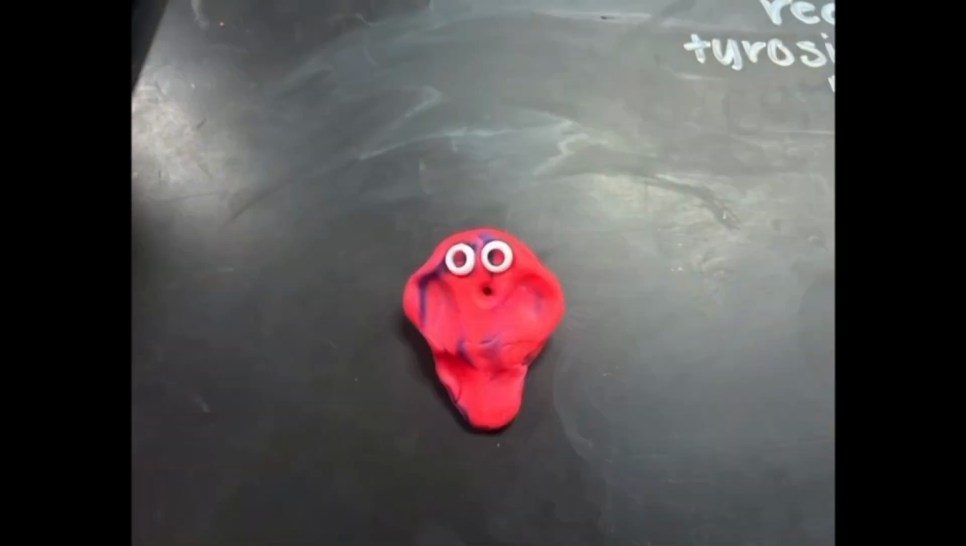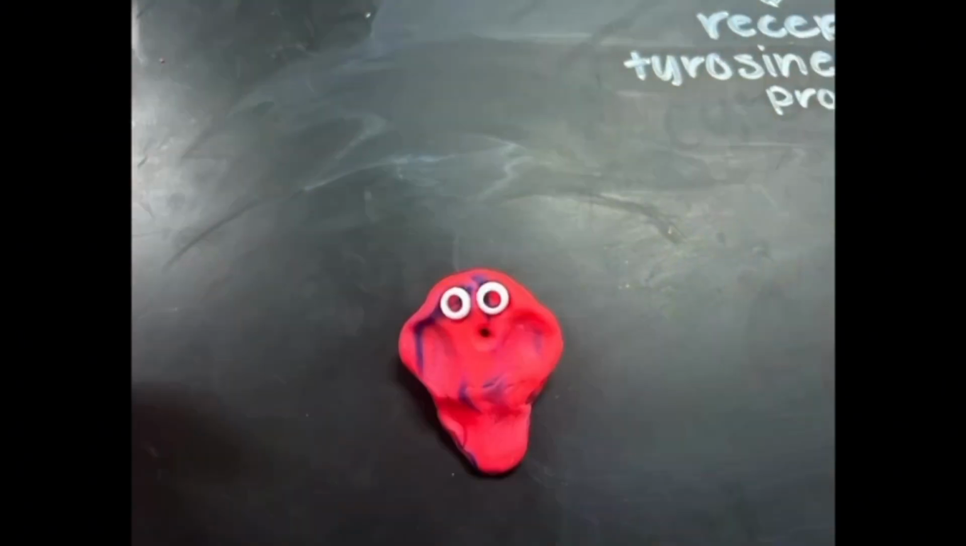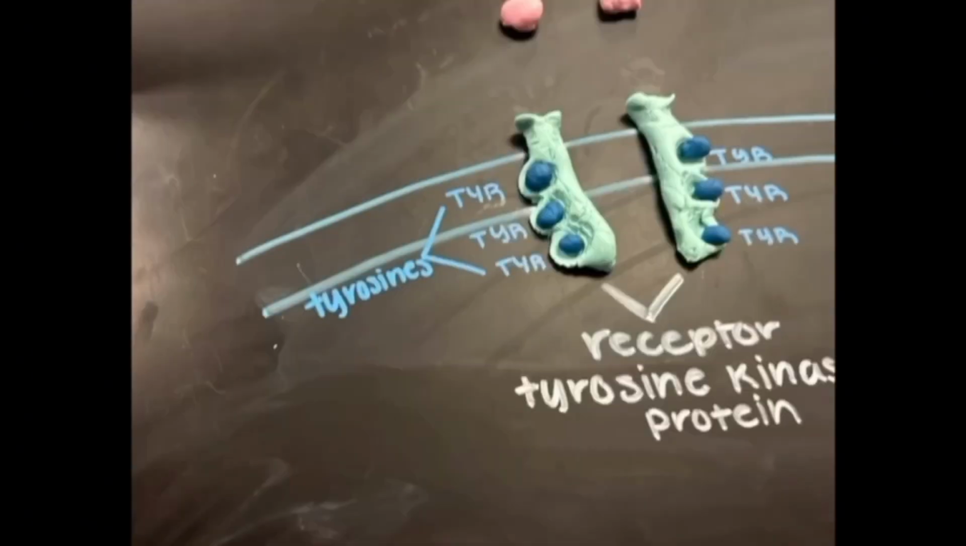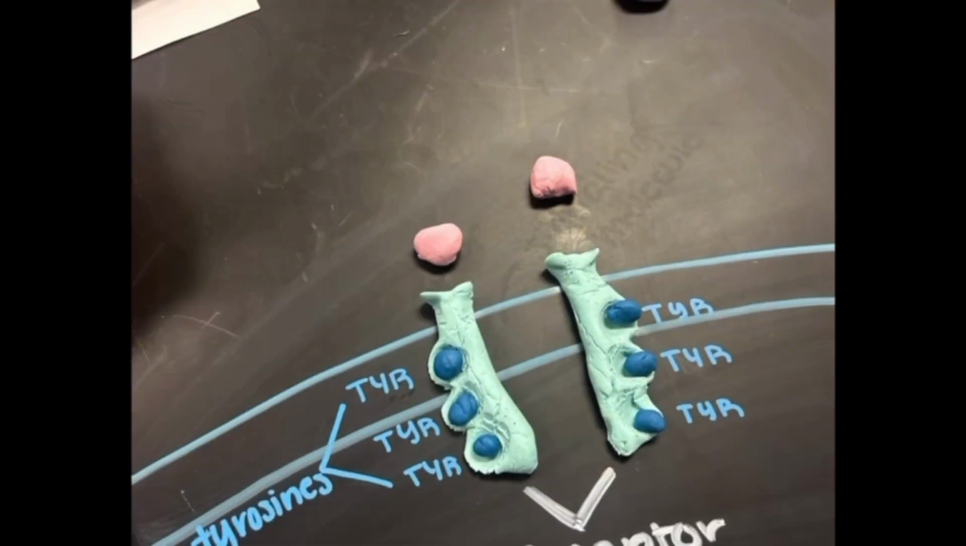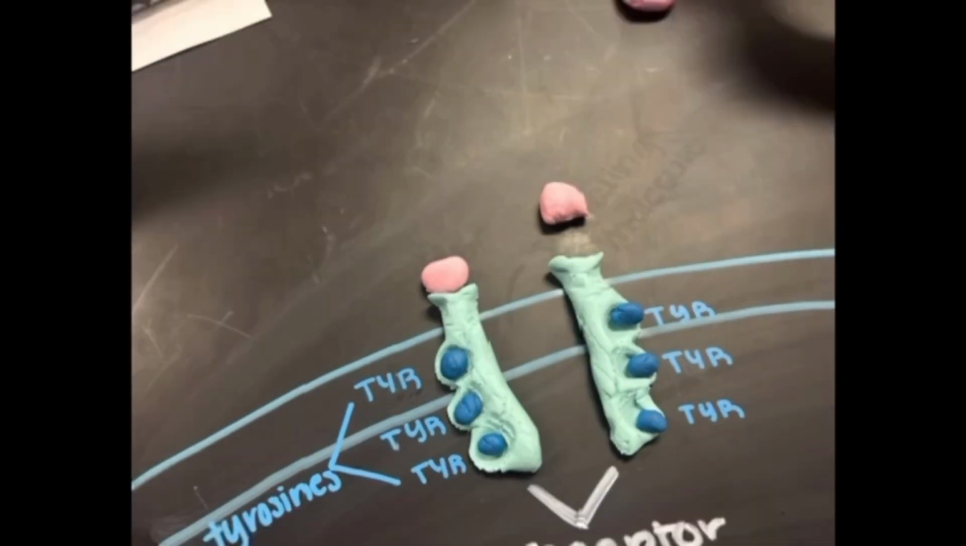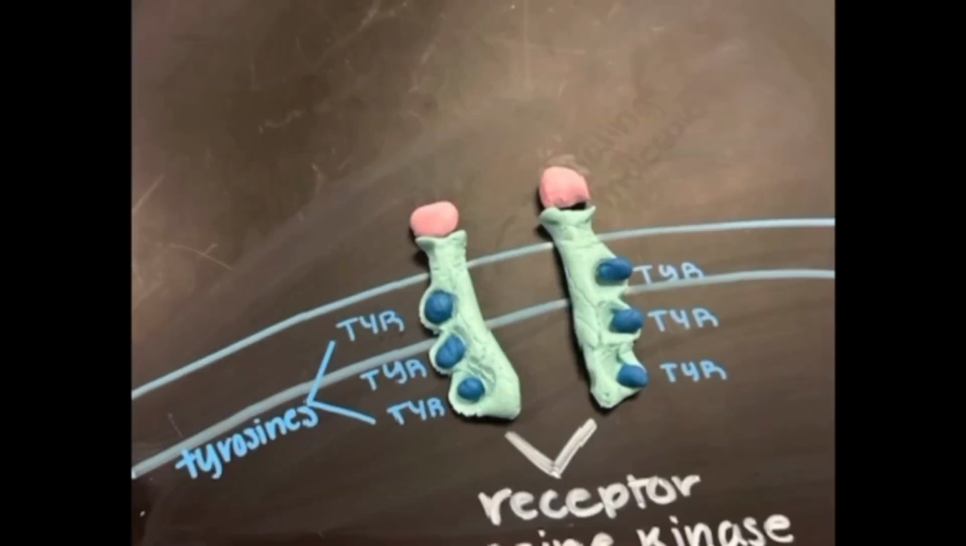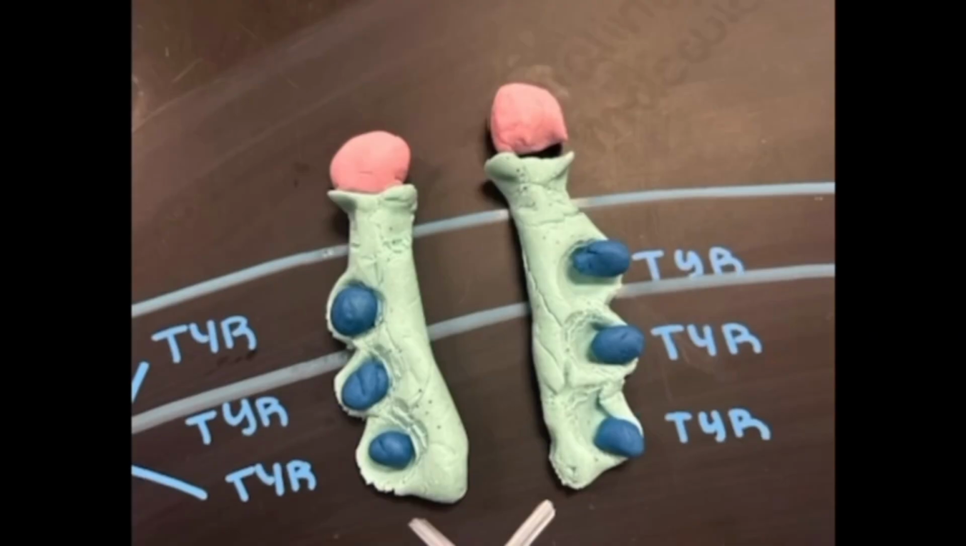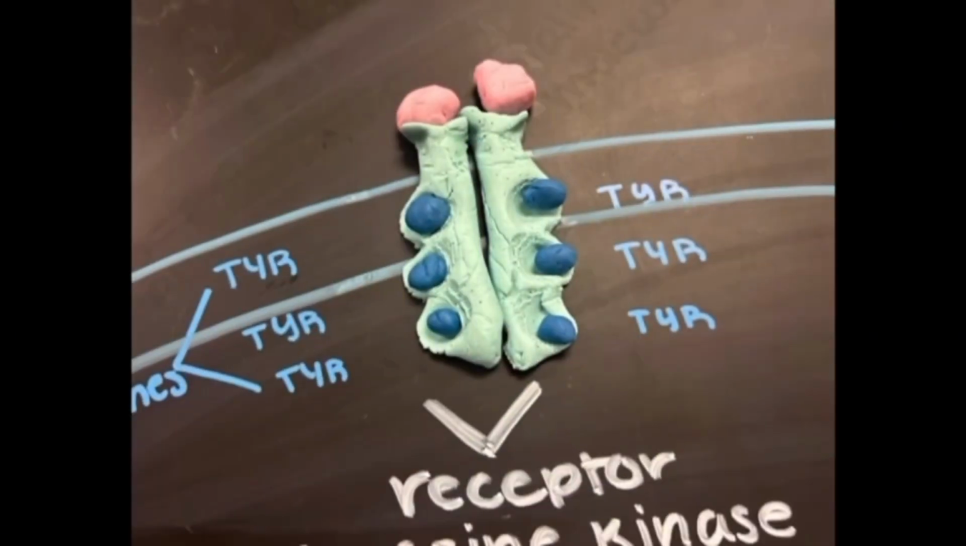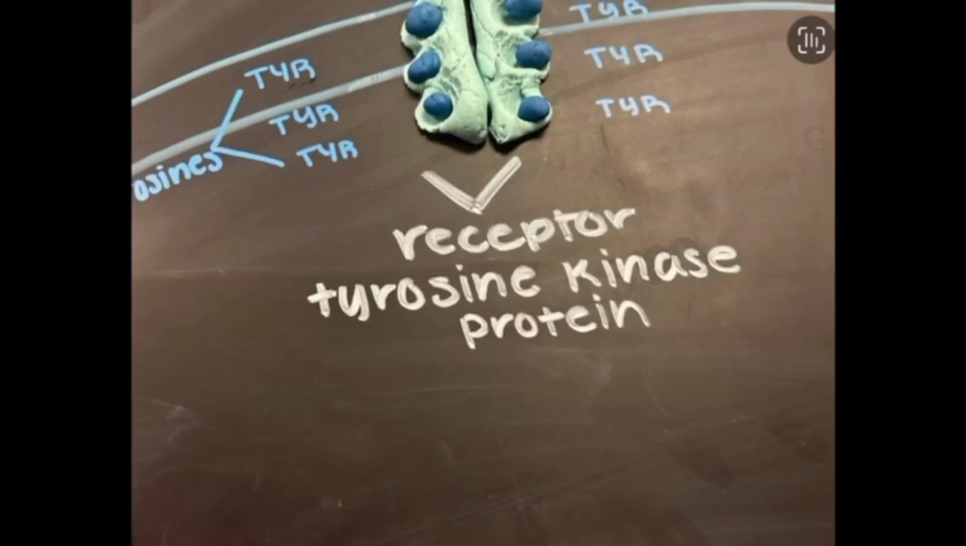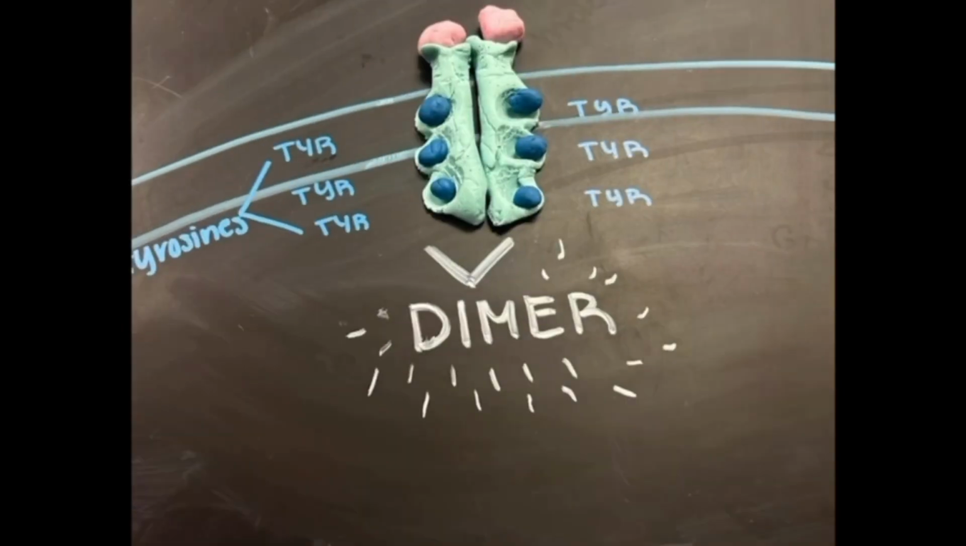Now I'm going to talk about receptor tyrosine kinases, which are a class of enzyme-linked receptors that play crucial roles in various cellular processes, including cell growth, differentiation, and survival. They are activated by a variety of growth hormones and factors. First, we will add two ligands onto the extracellular domains of the receptors. These two receptors will join together and form what is called a dimer. This process is called dimerization.